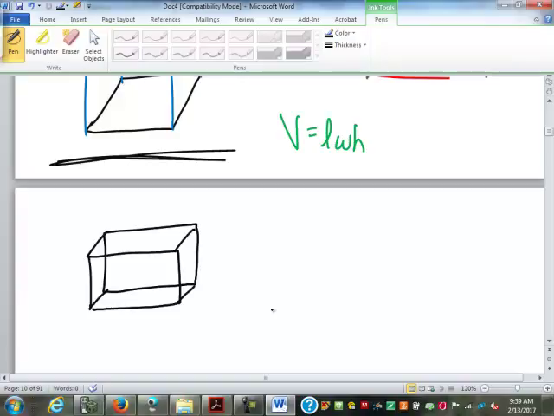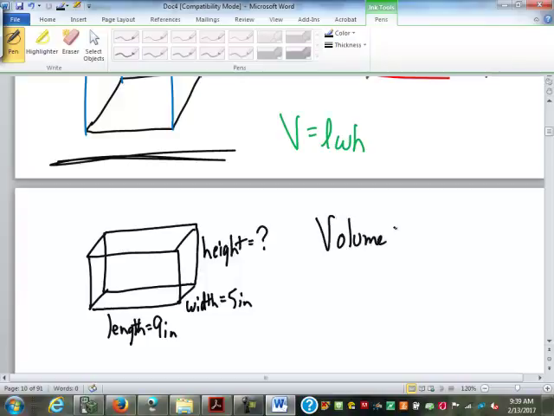So there's a box. And let's say that we are told the length of this box is 9 inches. The width of this box is 5 inches. And we do not know the height of the box. But we are told that the volume of that box is 270 cubic inches.